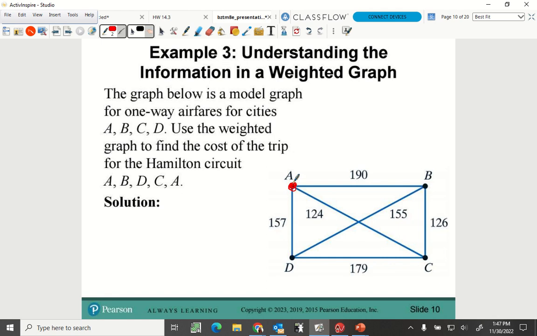From A, where do I go? B. I go to B. Okay, so I know my value is 190. So it's going to cost me 190 to go from A to B. And from B, where do I go? I take D, right?